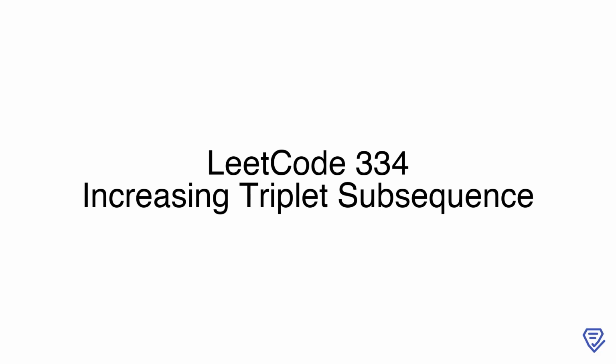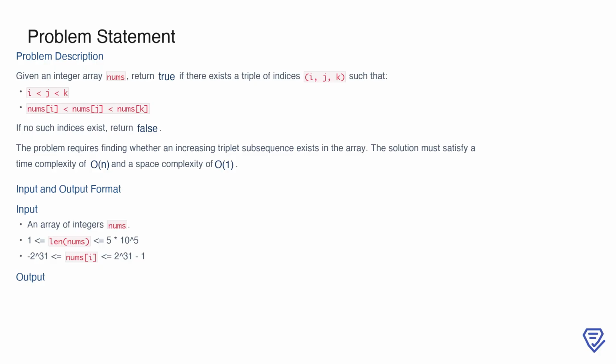Let's dive in. In this problem, you are given an integer array called nums, and the goal is to determine whether there exists an increasing triplet subsequence within this array. This means we are looking for three indices i, j, and k such that i comes before j, and j comes before k, while the values at these indices follow the condition nums[i] < nums[j] < nums[k]. If such a triplet exists, we return true, otherwise, we return false.